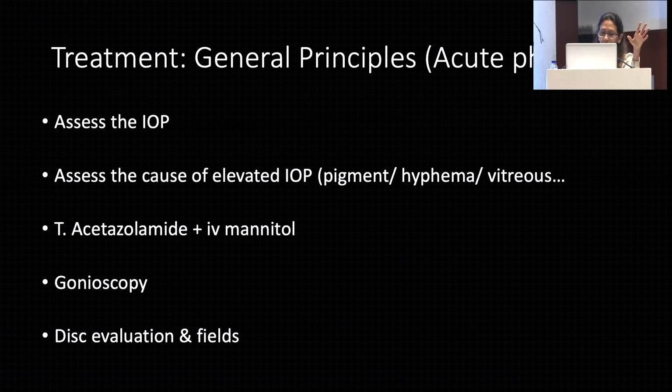So treatment principles in general in the acute phases, that of course you assess the vision and the other anterior segment and posterior segment parameters, assess the IOP. Now the cause of elevated IOP, whatever it is, steroids, topical and oral, form the mainstay of treatment, along with atropine and acetazolamide and IV mannitol. If there is corneal edema, put a gonioscope, assess the angle, and this can be followed by evaluation and fields later on when possible.